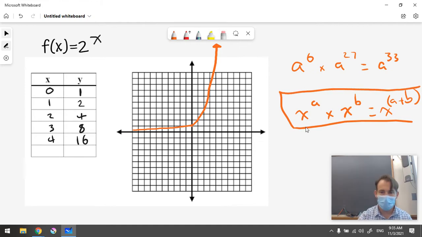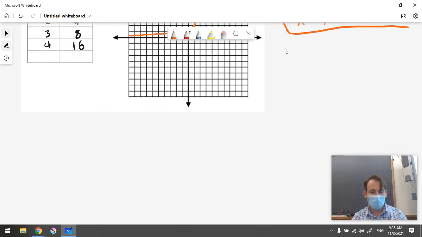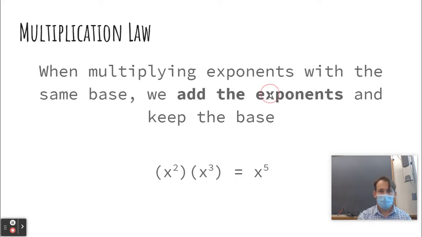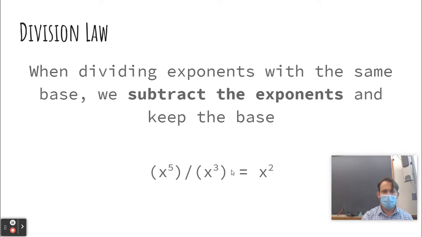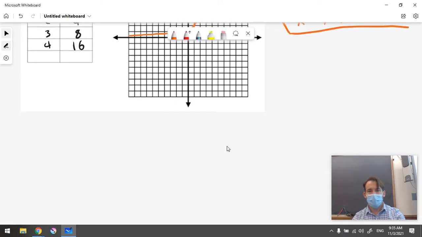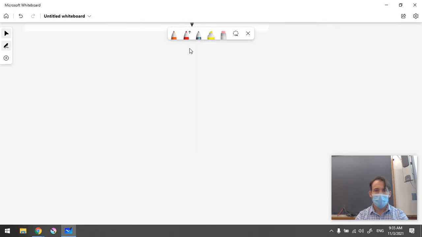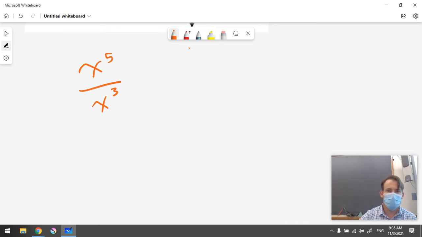Now, let's take a look at another rule. If we are dividing, and this is an ugly way of writing it, I much prefer if we write this x to the 5 over x to the 3, but that's what this is. This is x to the 2. How do we do these division problems? Yeah, I subtract the exponents. So let's take a look at why that is. If I have something like x to the 5 over x to the 3, what can I do if I forget this law on the test? Suraj, you got some ideas? I just expand it. That's great, Suraj.